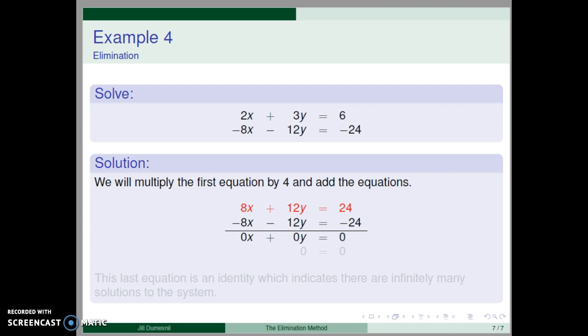But now when we add the equations, both x and y are eliminated, producing 0 = 0. 0 = 0 is an identity that is true for all values of x. Thus, every value of x will produce a solution to the system, and there are infinitely many solutions to the original system.